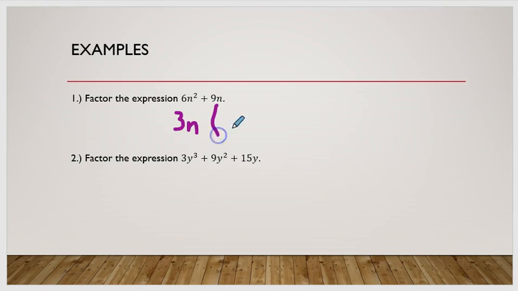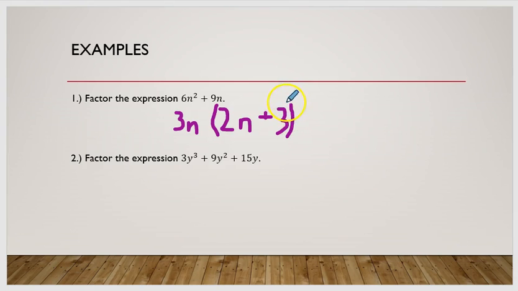And then inside of the parentheses, we're going to divide 6n squared by 3n. Again, I focus on the numbers and the variables separately, so 6 divided by 3 is 2, and n squared divided by n is n. Next term, we have plus 9 divided by 3 is 3. And n to the first divided by n to the first cancels.